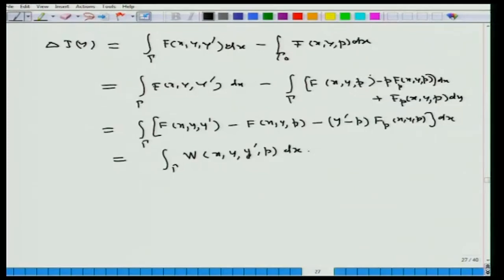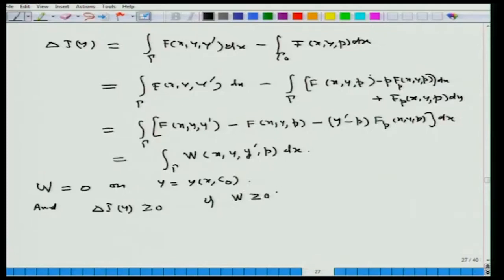So we see that this delta I(y), we know that this W is 0 on y(x, c0), because on this y prime is p. So you get y prime equal to p, and here also y prime is p. So both the terms will be 0, and delta I(y) will be greater than or equal to 0 if W is greater than or equal to 0. And so we will have I(y).